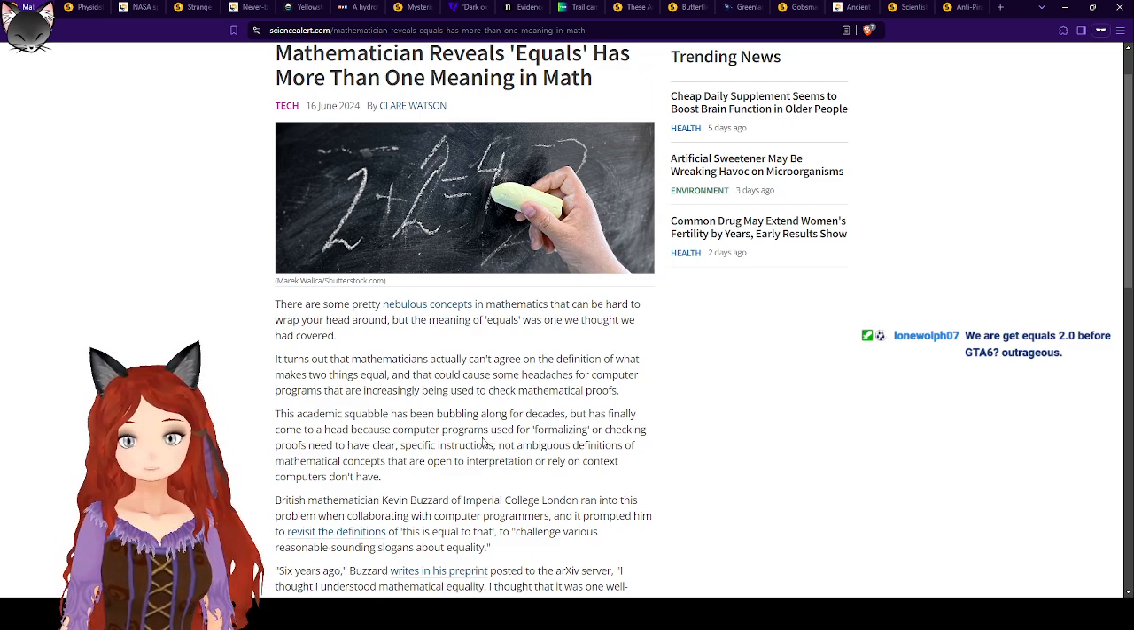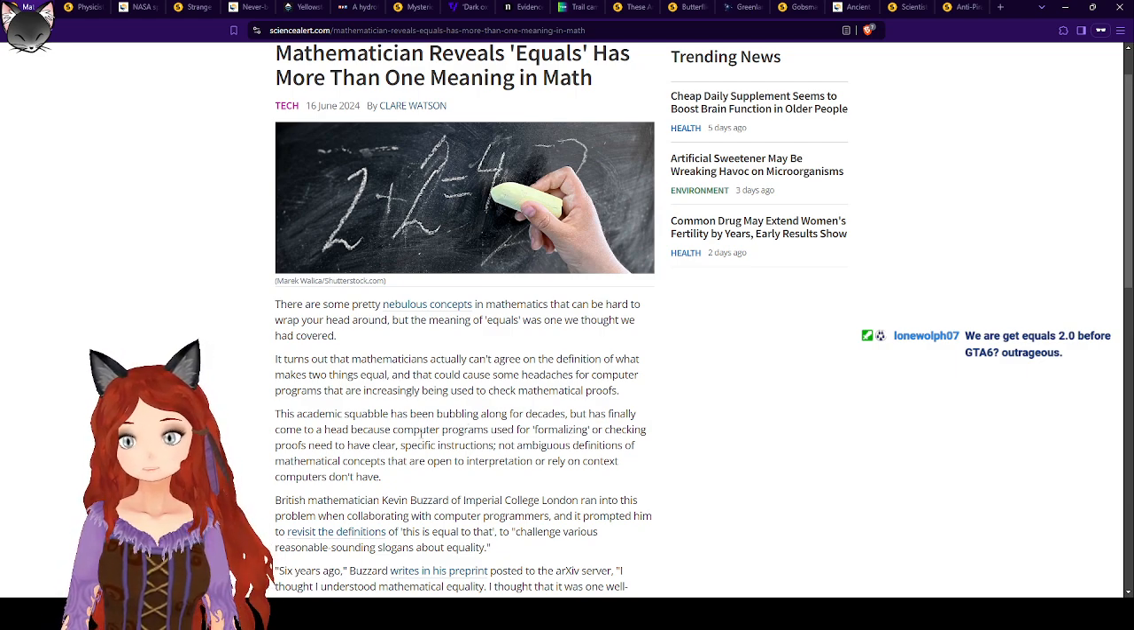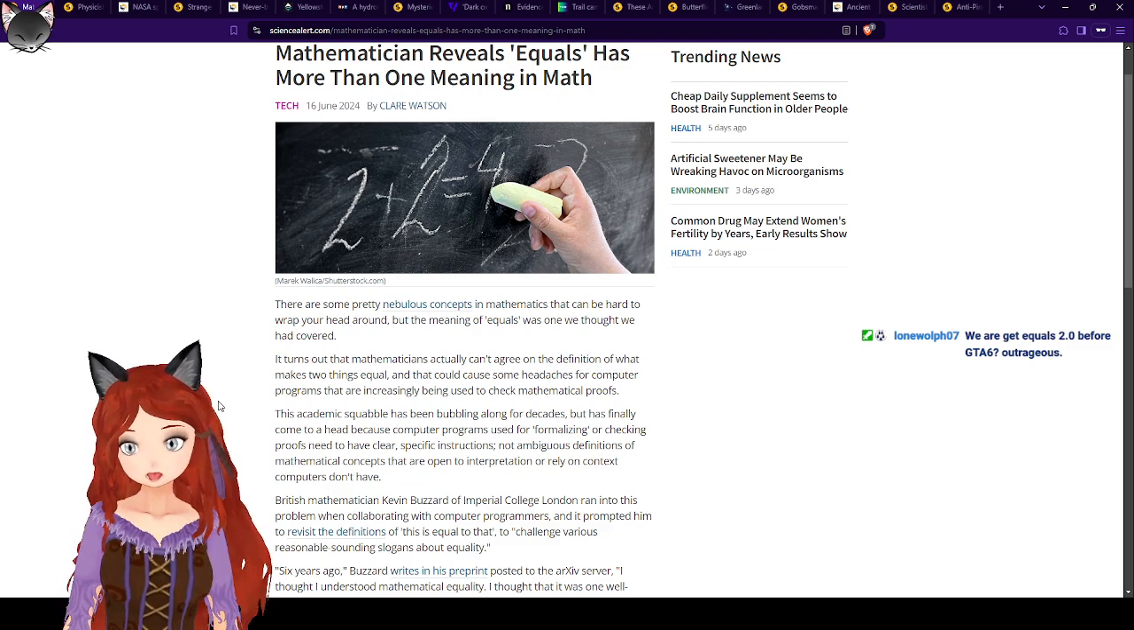But it's finally come to a head because computer programs used for formalizing or checking proofs need to have clear, specific instructions, not ambiguous definitions of mathematical concepts that are open to interpretation or rely on context computers don't have.